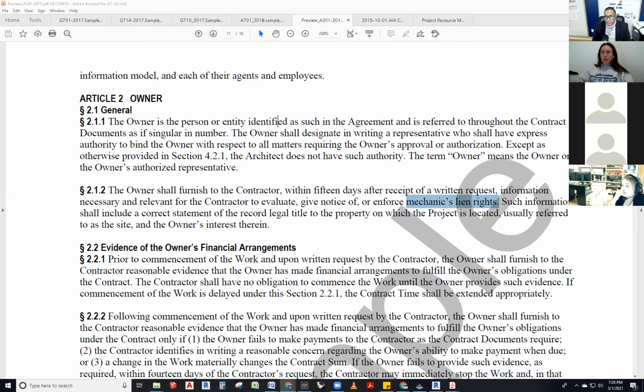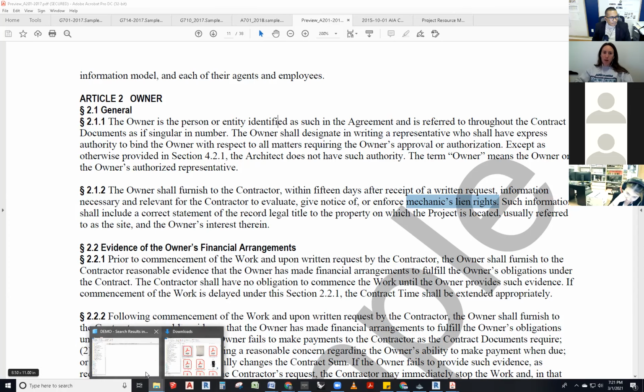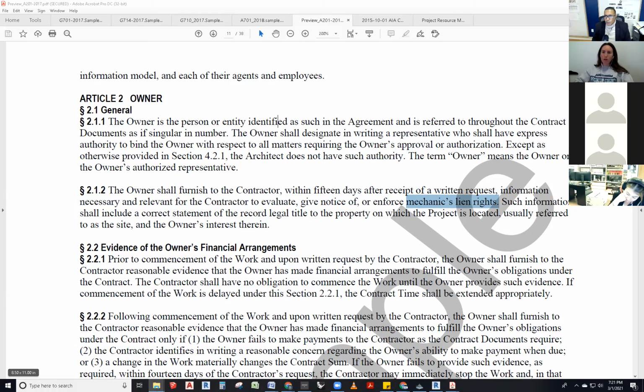I don't think an architecture firm would place a lien on a property. We go through a whole different dispute resolution if we're not paid. It's only contractors, subcontractors, and anybody doing the work on the site.